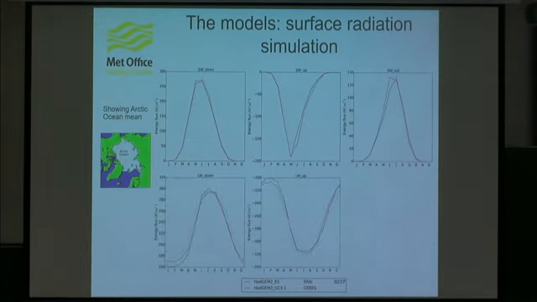Long wave down, both models don't have high enough fluxes in the winter. This is quite a common model bias. It's probably related to not simulating mixed phase clouds properly. Yeah, so that's surface radiation.